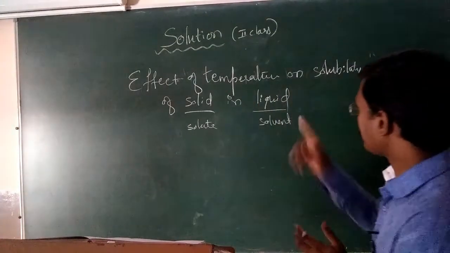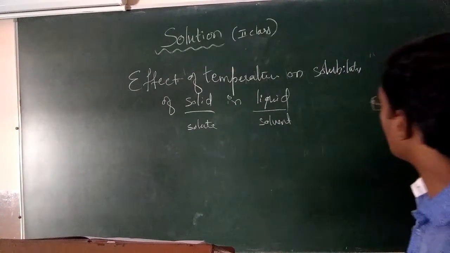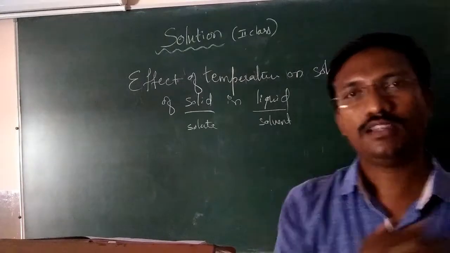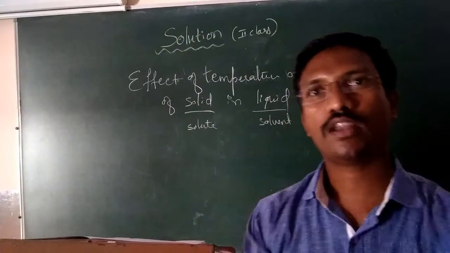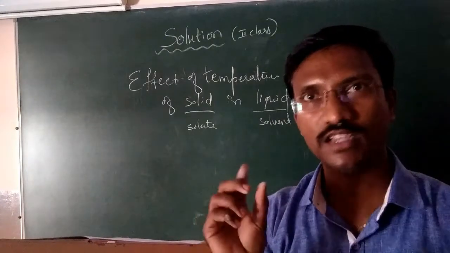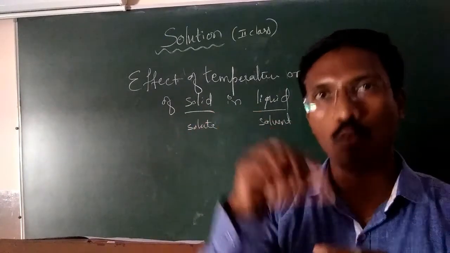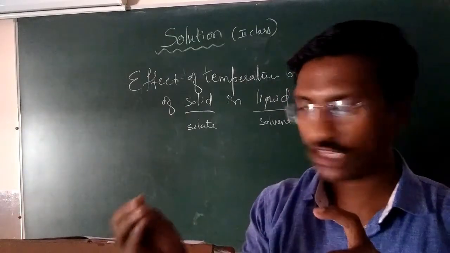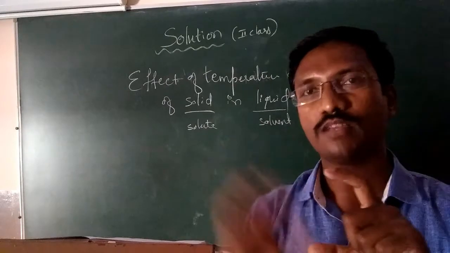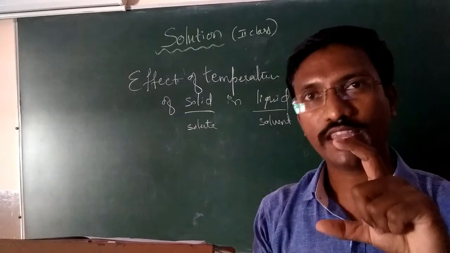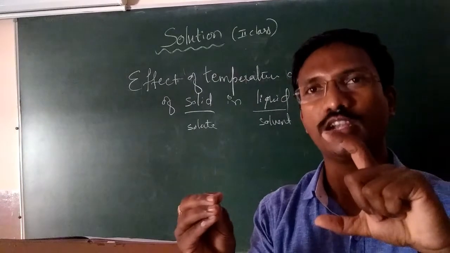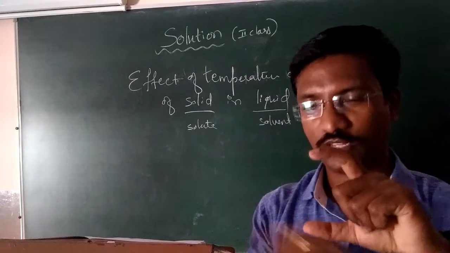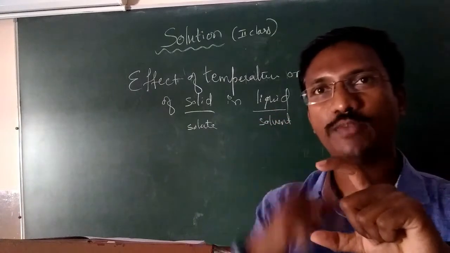So what is the first one? The effect of temperature on the solubility of a solid in a liquid. Think that you are dissolving sugar. Sugar is a solid, and you are dissolving sugar in water, so the water becomes a sugar solution. Is it clear? You begin to add the sugar in cold condition, in water at normal temperature. So initially, if you dissolve it, it will dissolve.